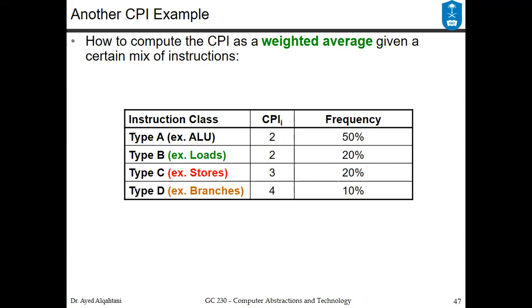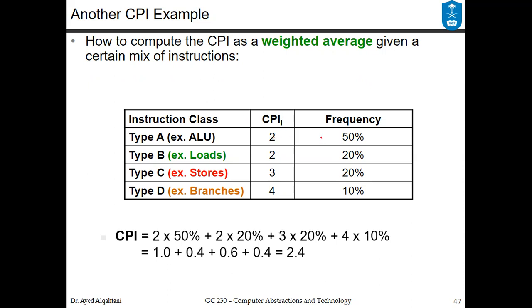Now, to calculate the CPI, it's very easy to get the total weighted average CPI. You get it this way. You multiply 2 by 50%, 2 by 20%, 3 by 20%, and 4 by 10%, and then you add them together, as you can see here. And now we know for those classes together, the weighted average CPI is going to be 2.4.